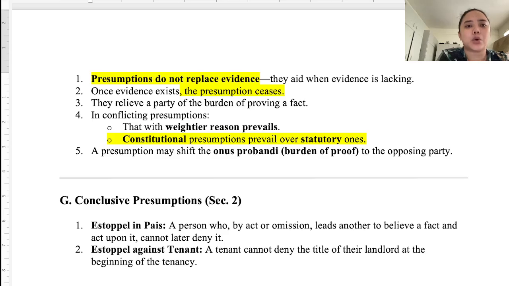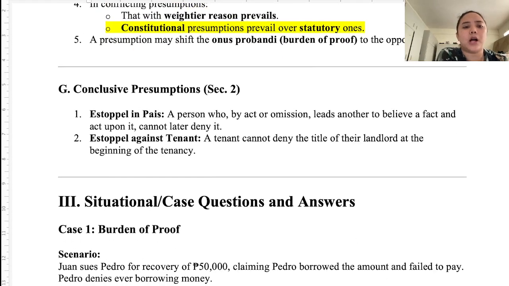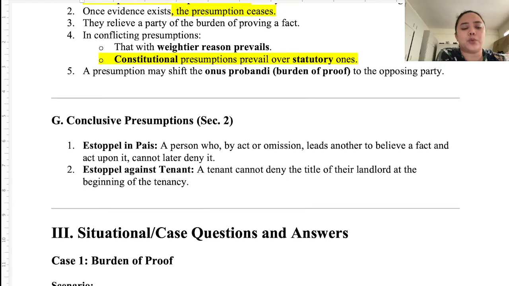Mas mataas kung sa level lang sang importance kung ano ang constitution, kung ano ang presumption sa constitution, mas mag-prevail ina siya sa laws nga iban. Okay? Because the constitution is the fundamental law of the land from which all other laws take their reference. Okay? A presumption may shift the burden of proof to the opposing party. How about your conclusive presumption? Again, we will have more examples later on.